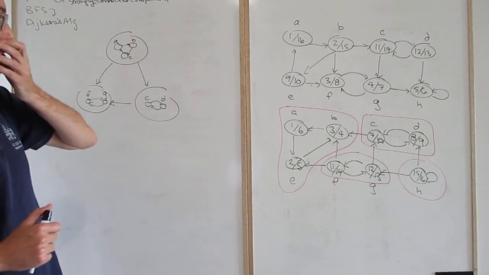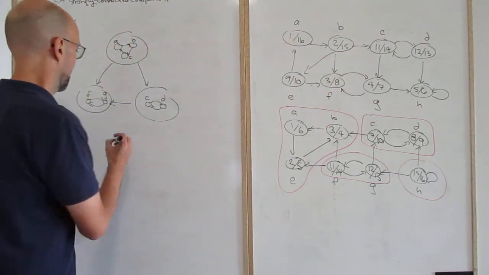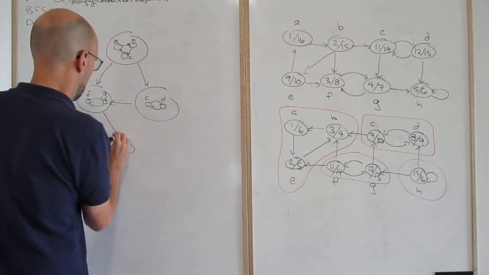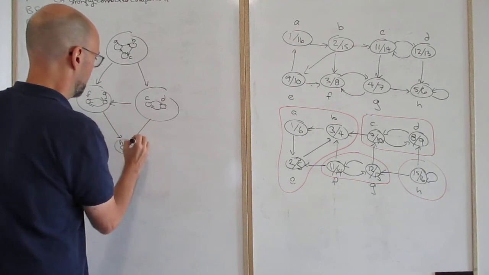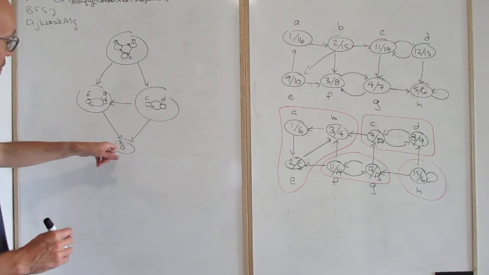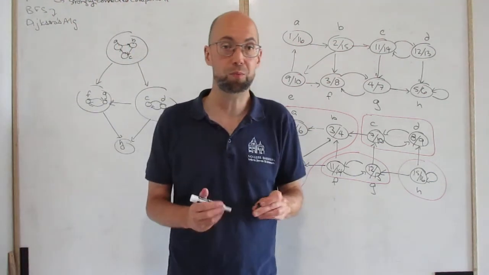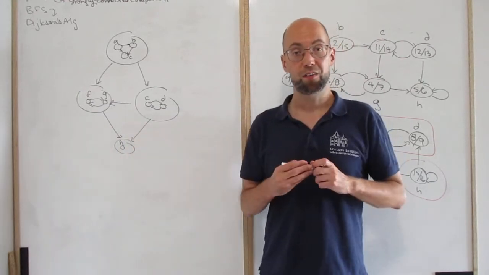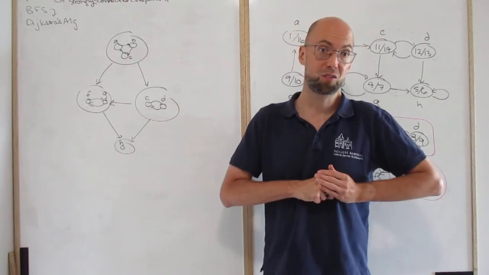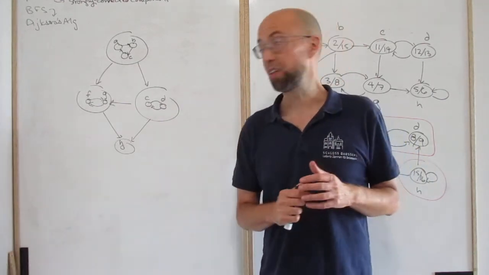Okay, so what else is there? Then there's just H, and you can get from F and G to H, and you can get from C and D to H, but you can't get from H to any of these, otherwise it would be in the same strongly connected component. So what is this graph? This graph is a DAG, a directed acyclic graph. It's not a tree. It would be nice if it were a tree. But in general, it's a DAG.